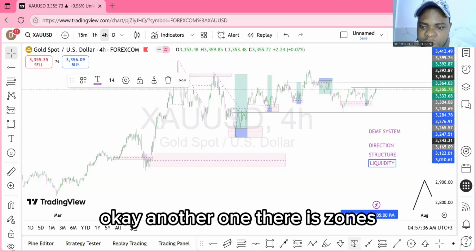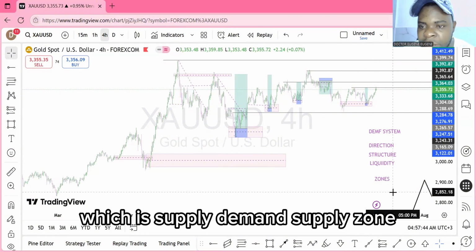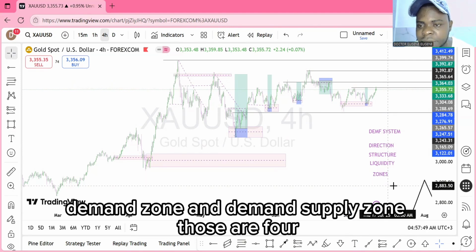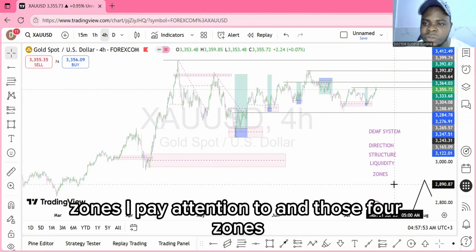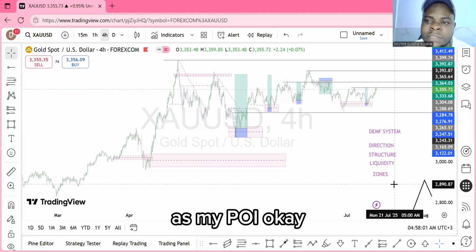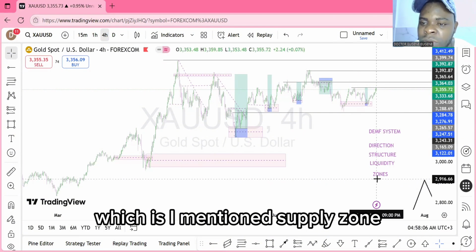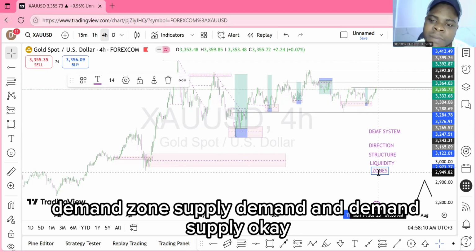Another one there is zones, which is supply supply zone, and demand supply zone. Those are the 4 zones I pay attention to. Those 4 zones cover everything I need as my POI, which, as I mentioned, is supply zone, demand zone, supply demand, and demand supply.